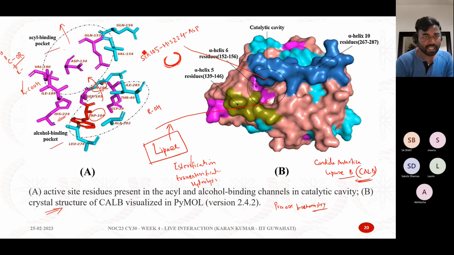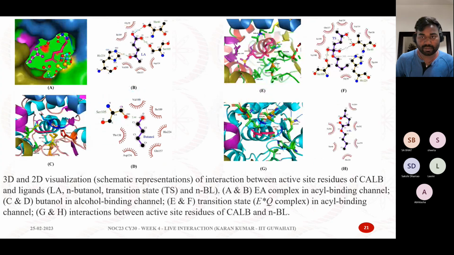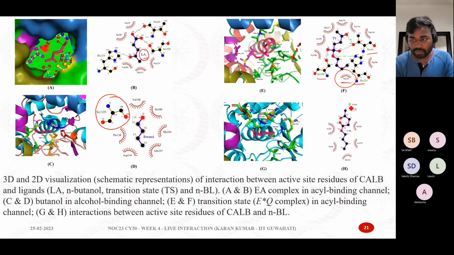All these things happen in this catalytic binding pocket. I'll show you the structure of this also. I proved this using molecular docking. In molecular docking, LA, which is levulinic acid, binds to the acyl binding pocket, and butanol, which is the alcohol, interacts with the interface, which is serine. Then the transition state is stabilized by all three interactions: histidine, threonine 40, and the hydrophobic binding pockets. And finally, the ester is transferred to the fourth binding pocket.